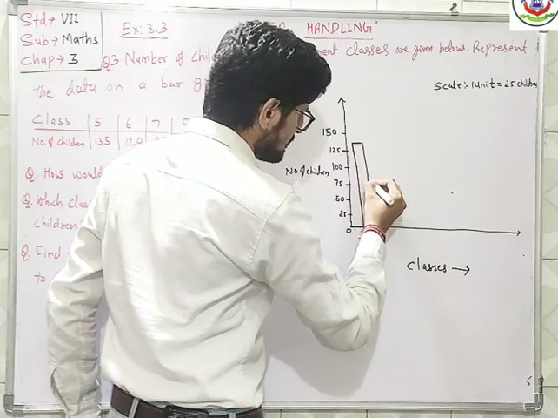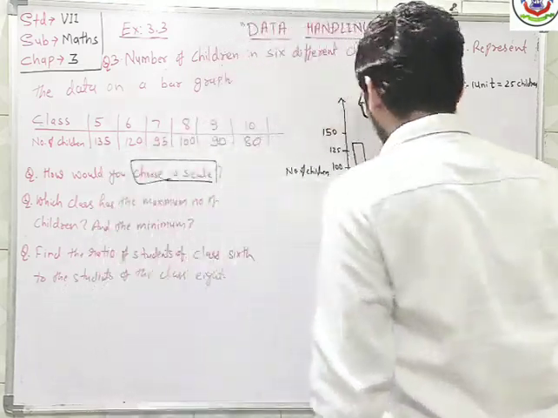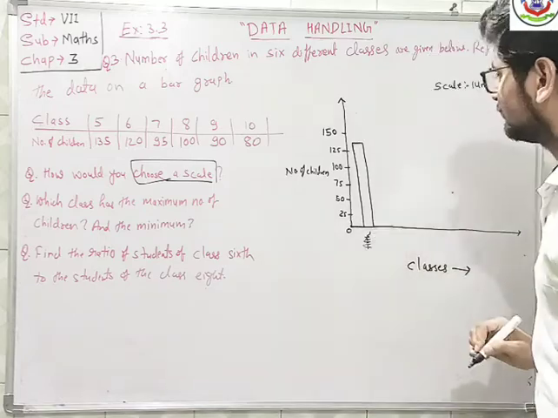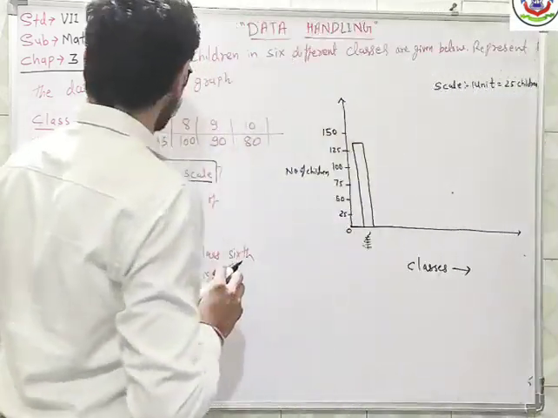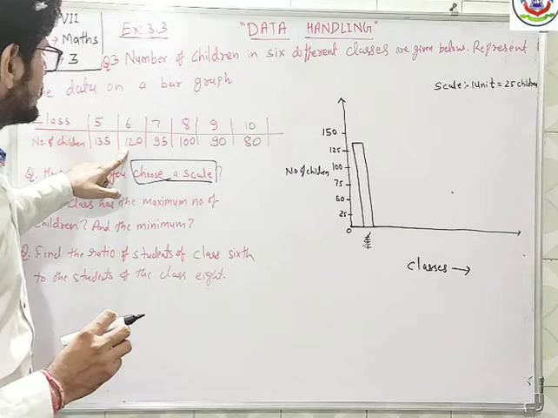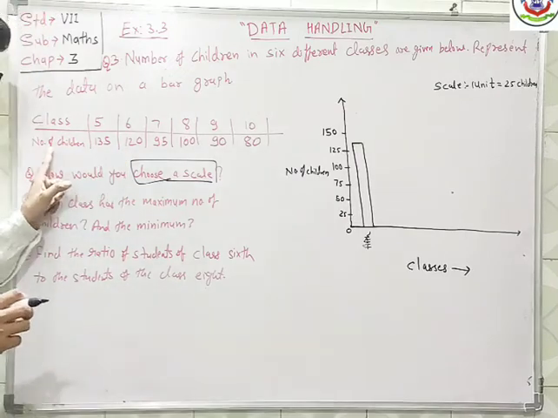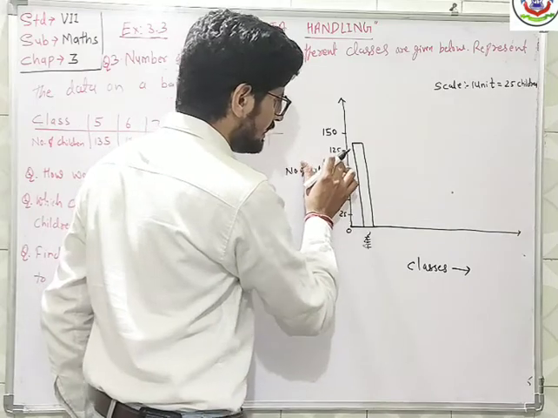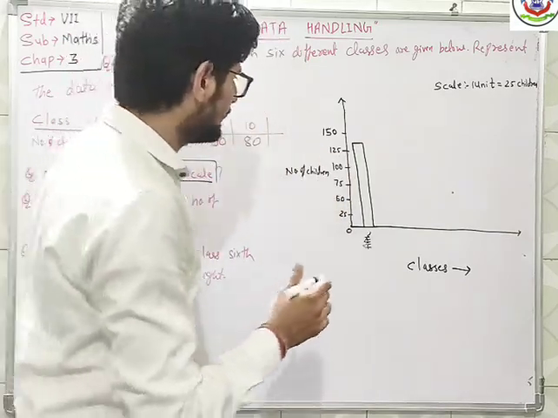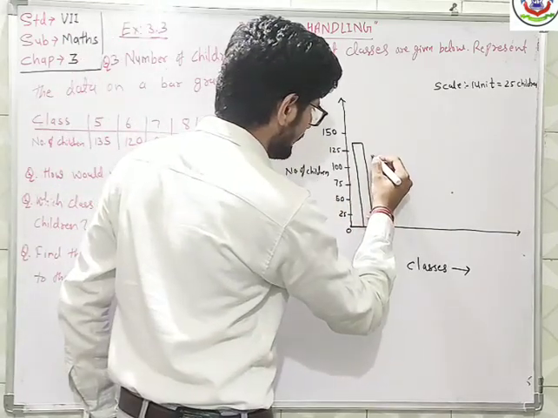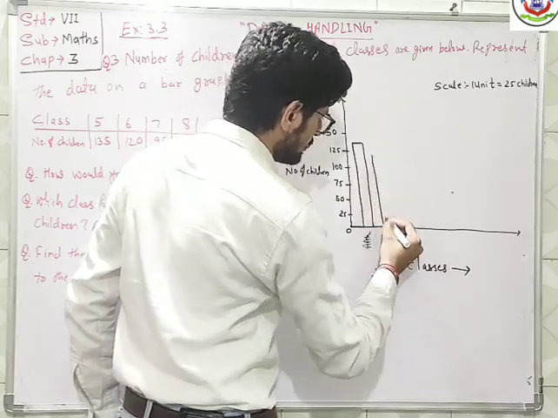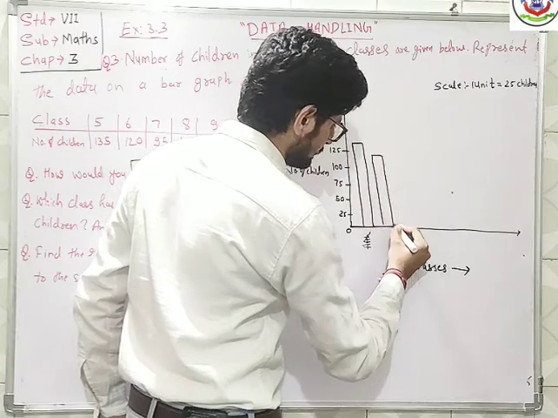This is your class 5th. The next one is 6th class. How many children are there in 6th class? 120. So 120 is between 100 and 125, just below 125. So this is your class 6.